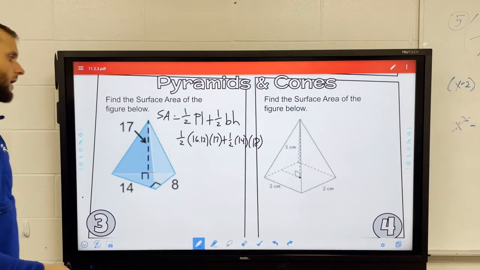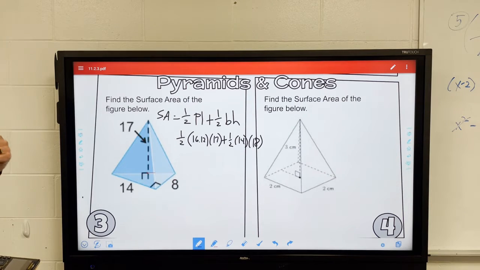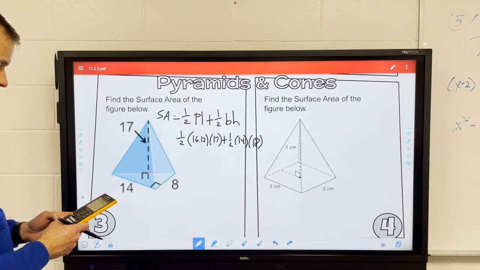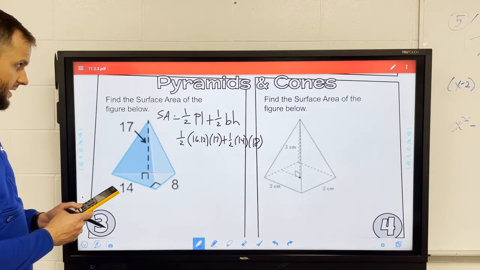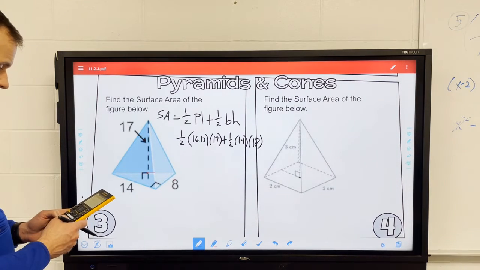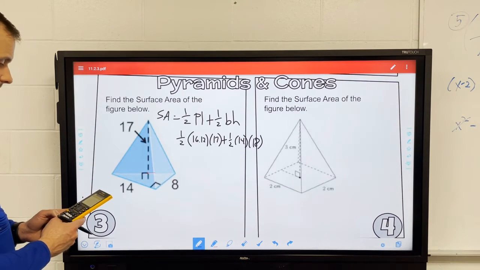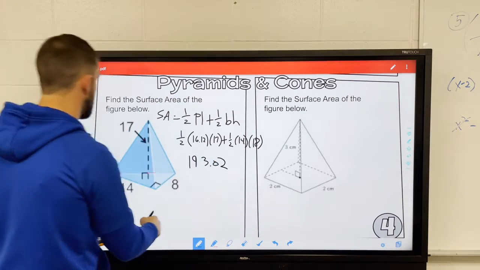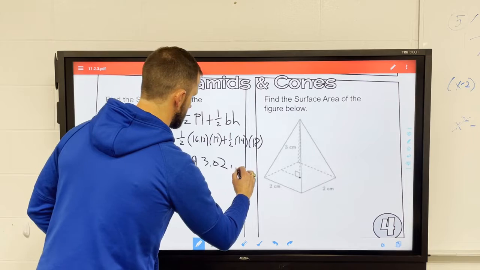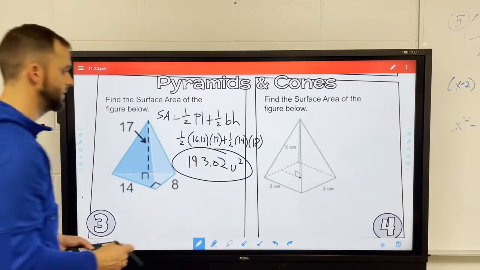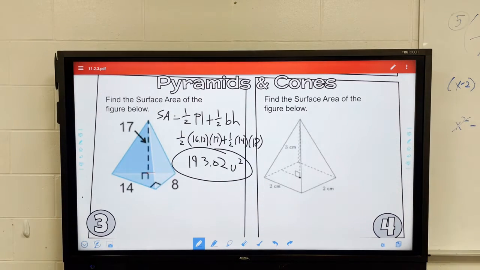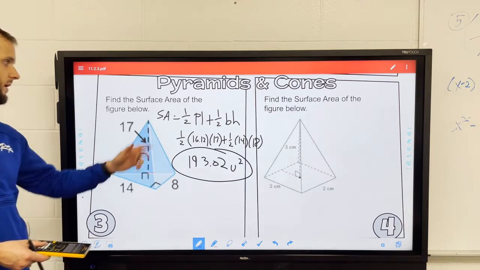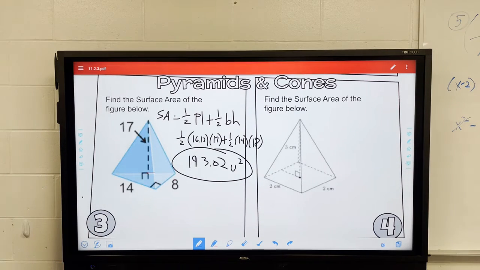Okay? And so now I'm going to end up multiplying this all out, and that should end up giving me my surface area. So I'm going to do 0.5 times 16.12 times 17 plus 0.5 times 14 times 8. And that's going to give me a grand total of 193.02. And there's no units on this, so I'm just going to do units squared, because if there was any type of units, that would end up being it squared, okay? So ladies and gentlemen, this is the surface area, and plug it into your formula, and that's going to end up giving you that surface area.